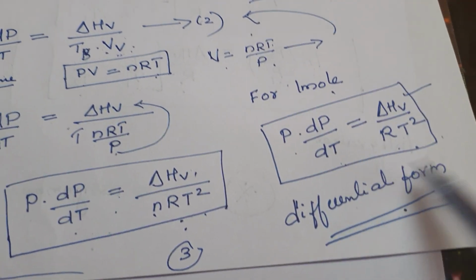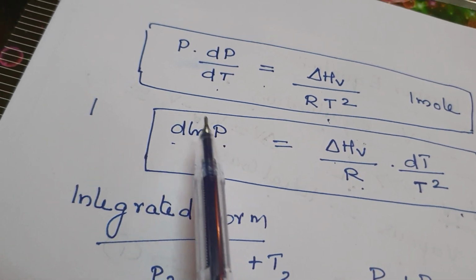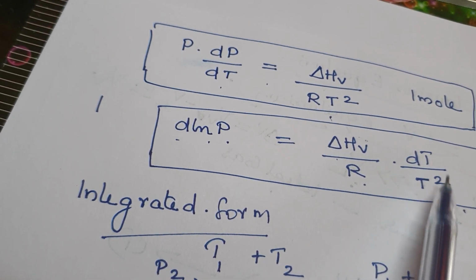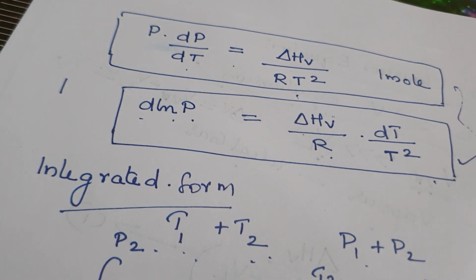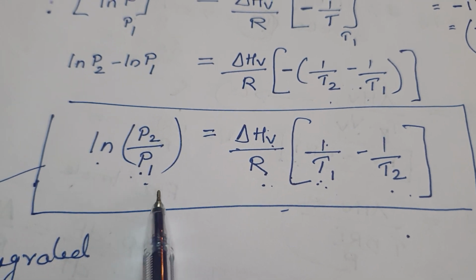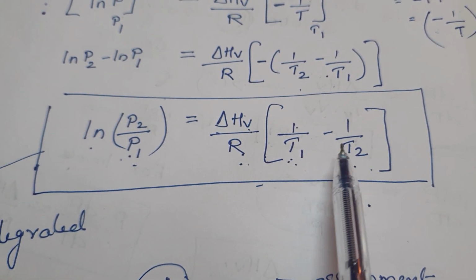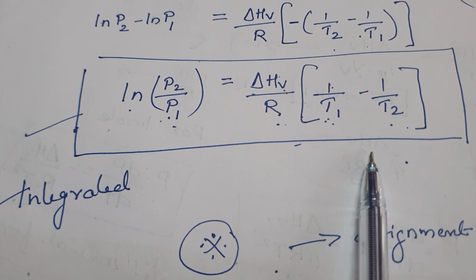This is the differential form. Now we just rearrange it. This can be written as d ln P, with T brought to the other side, so delta H_V by R dT by T square. This you can also call the differential form. Then we integrate within the limits, and we get ln P2 by P1 is equal to delta H_V by R into (1 by T1 minus 1 by T2). So this is the integrated form.